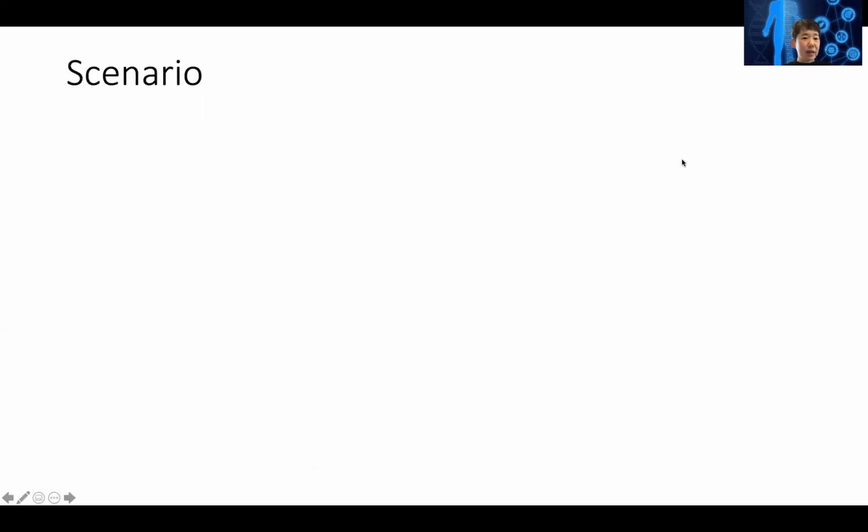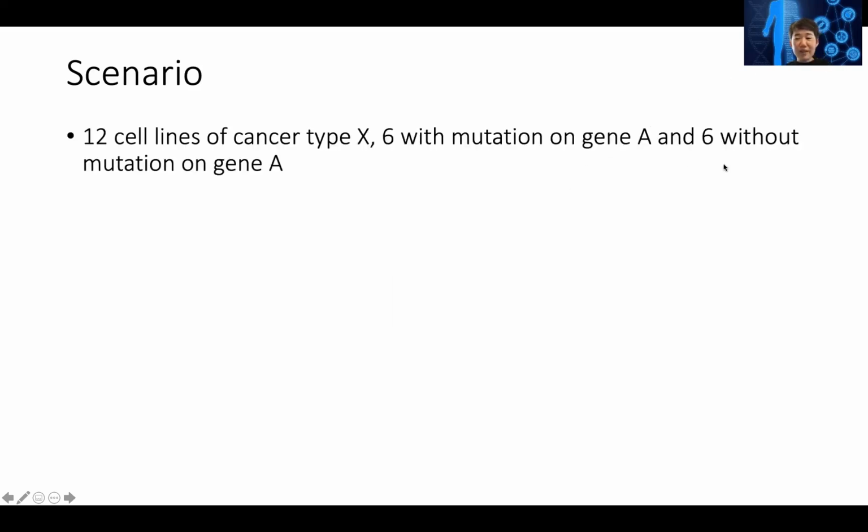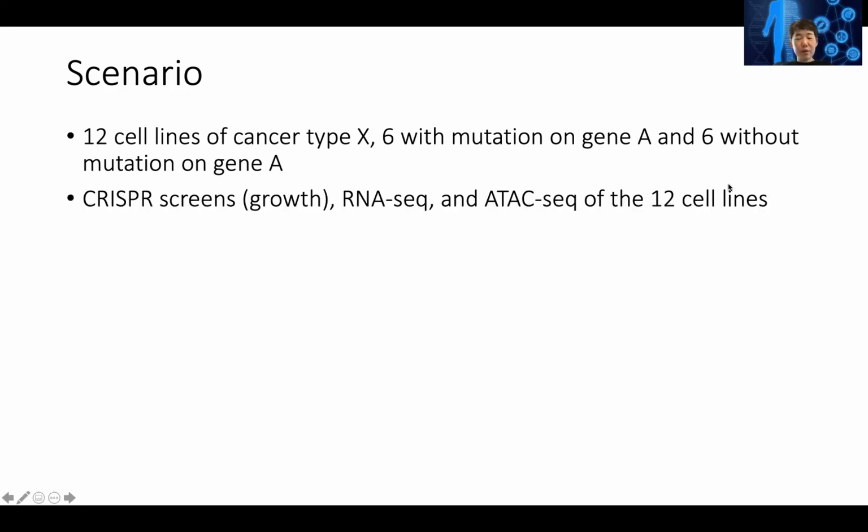All right, let's look at another scenario. So there are 12 different cell lines of cancer type X, with mutation on gene A in 6 and without mutation on gene A in 6. So this is all of the same cancer type, but 6 with a mutation and 6 wild type of this gene. And so you have generated CRISPR screen and RNA-seq and ATAC-seq of these 12 cell lines. How do you analyze that data?